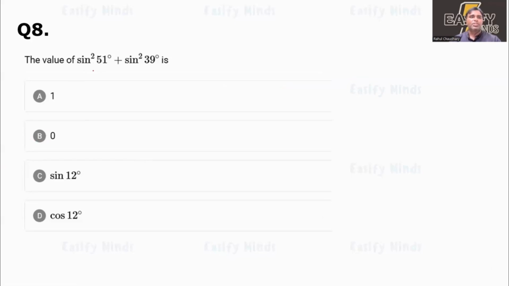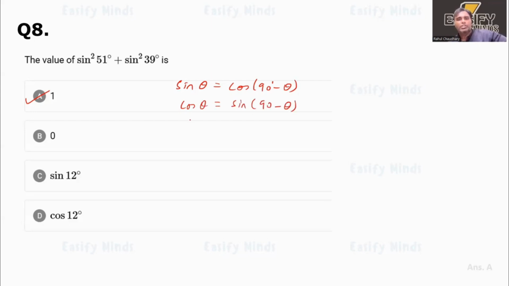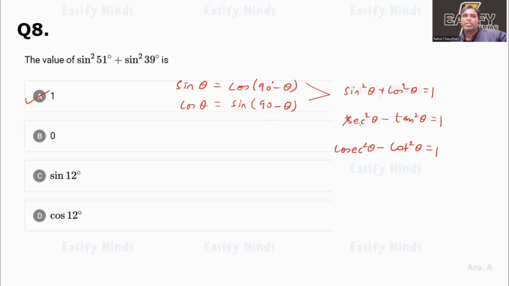Eighth. Tell this question fast. It is a KCET PYQ. Know that sine theta we can write as cos 90 minus theta, and similarly cos theta we can write as sine 90 minus theta. So by using this, we have an identity: sine square theta plus cos square theta equals 1. Same for tan. What is the identity for secant and tan? Secant square theta minus tan square theta equals 1. And cosec square theta minus cot square theta equals 1.